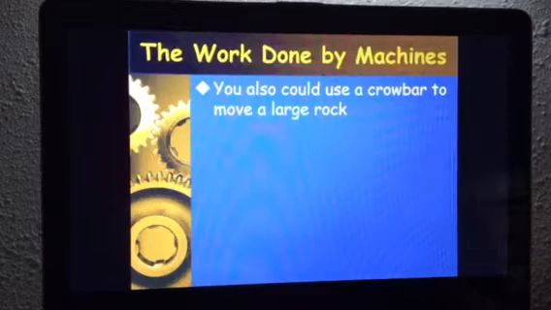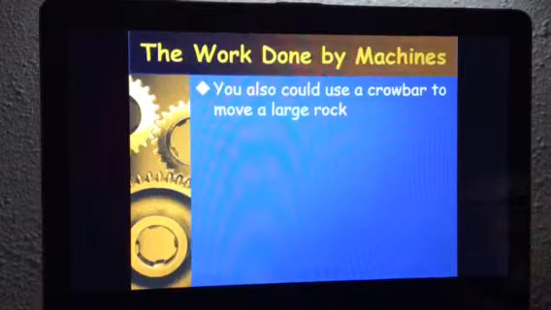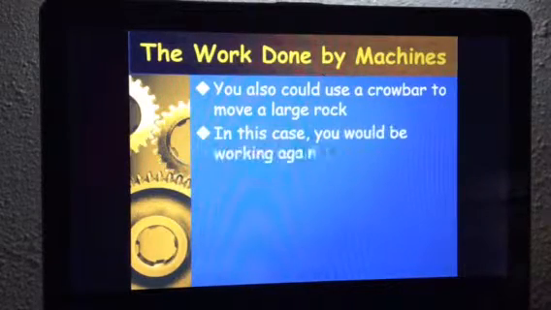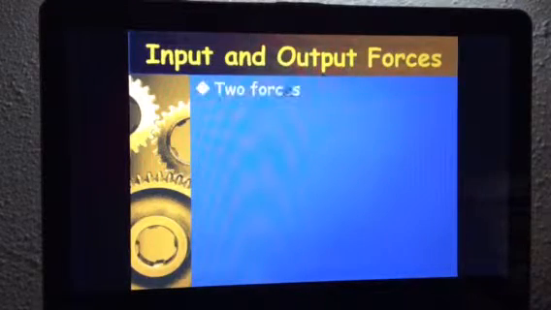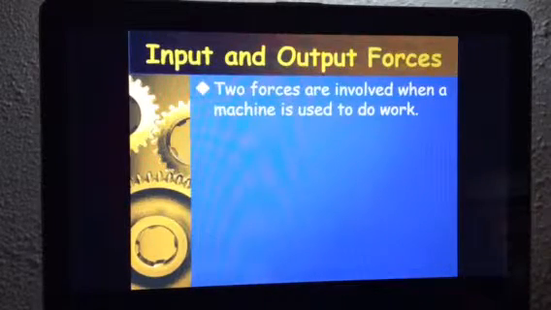You could also use a crowbar to move a large rock. In this case, you would be applying a force against gravity on the weight of the rock. So let's talk about input and output forces. Input and output are the two forces that are involved when we talk about work.